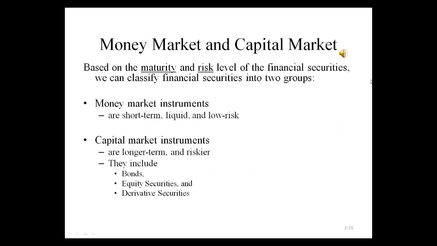Based on the maturity and risk level of the financial securities, we can classify them into two groups. Money market instruments, or say money market securities, are short-term, liquid, and they usually come with very low risk. Capital market instruments or capital market securities are longer term, and usually they are riskier. They include bonds, long-term bonds, equity securities, and also derivative securities.